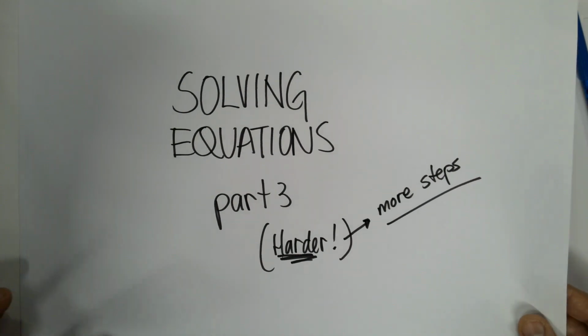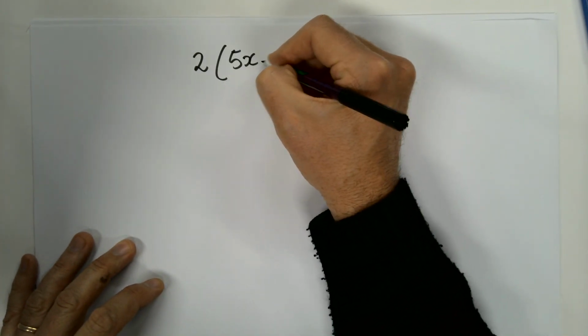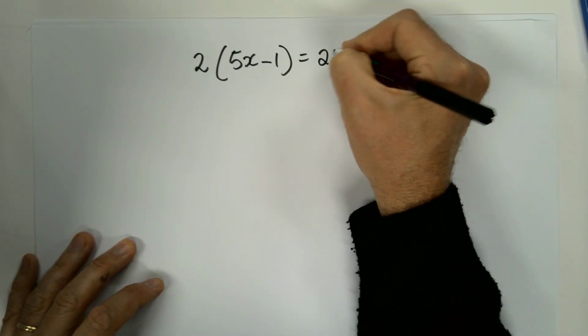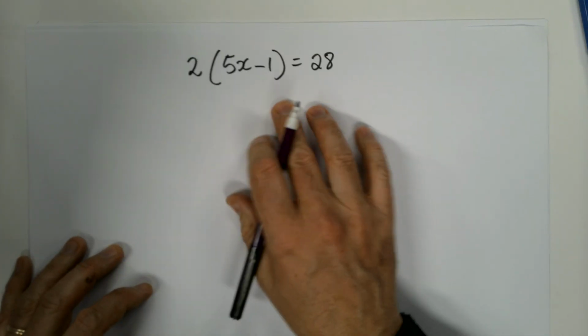So solving equations part 3, these are the difficult ones. These are the ones that'll sort out an A from a B from a C. All right, so what if we've got 2 brackets, 5x minus 1 equals 28? Okay, well, there's lots more moving parts here, isn't it?